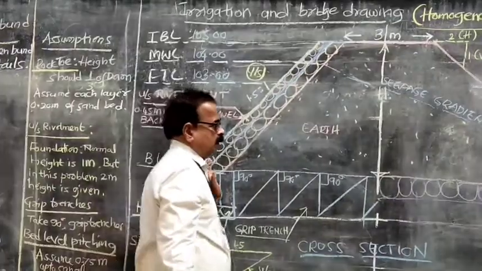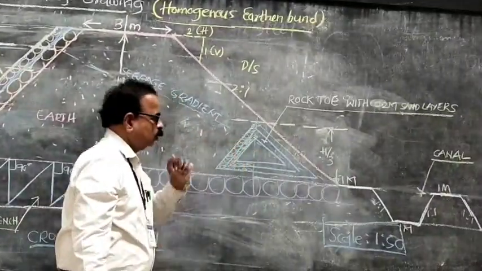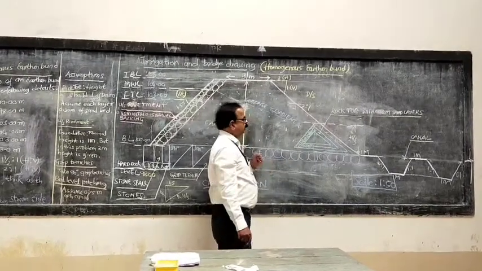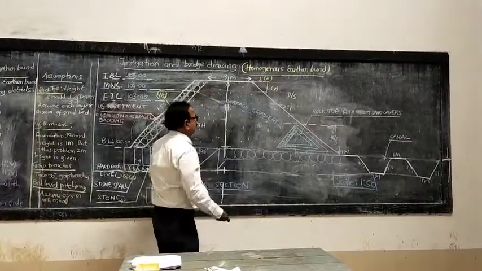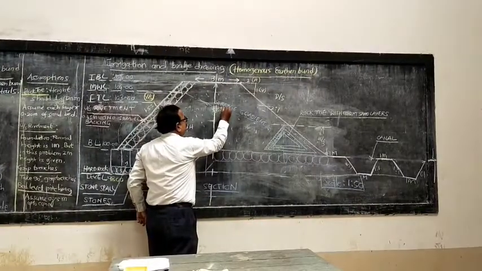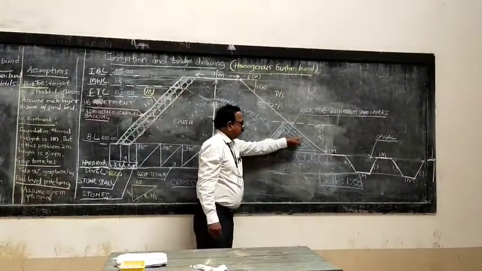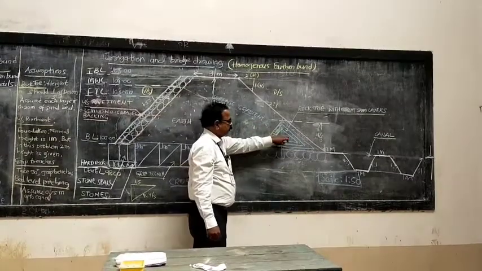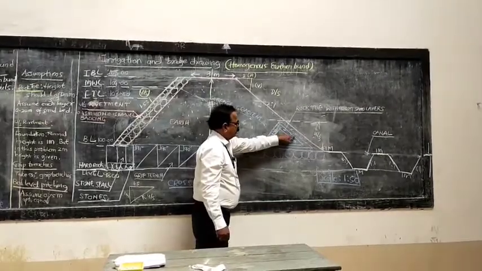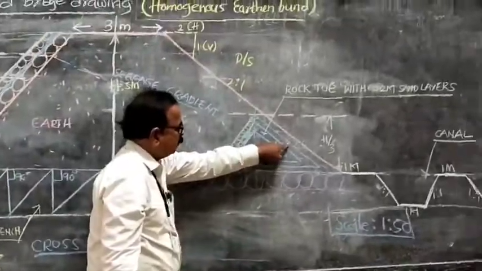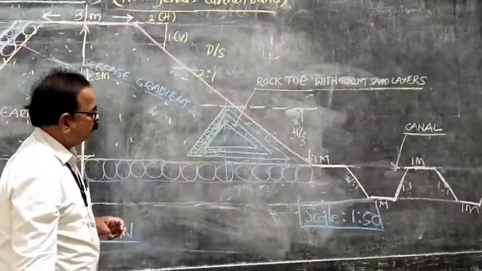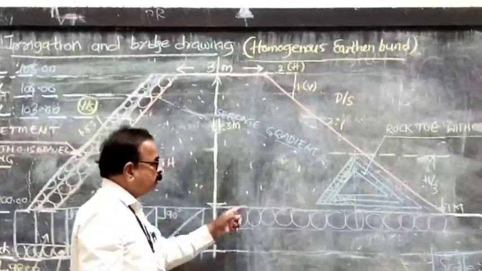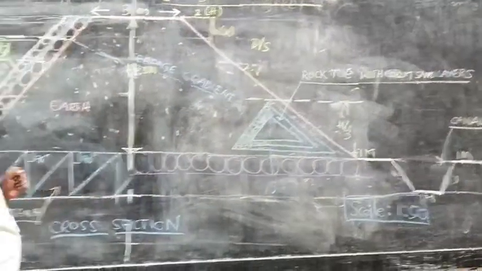Next comes the most important part, the rock toe. In the rock toe you take h/3 height. Since the height of the dam is 5 meter, take h/3 and give 20 centimeter layers, 3 layers, and then complete that procedure. But be careful while drawing the layers. The layer on the downstream side is parallel to the downstream side of the earthen bund, and the upstream side is parallel to the upstream side of the earthen bund. But the filling should be made with the sand layers.